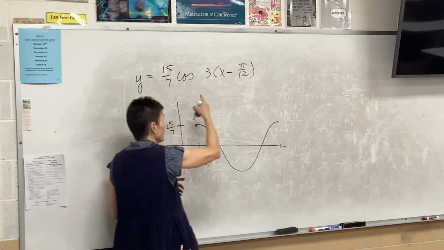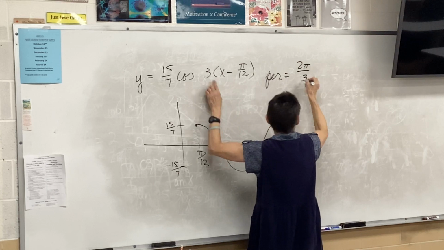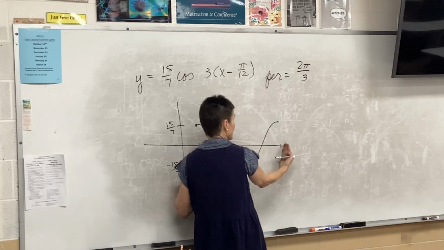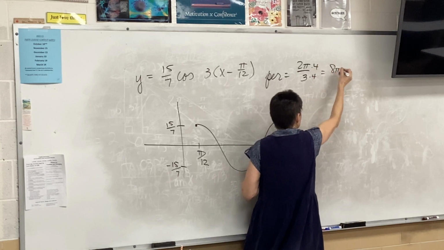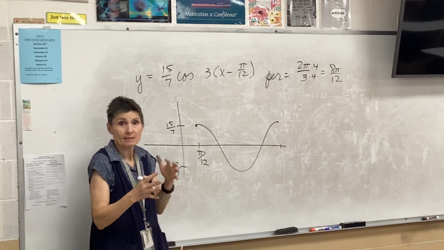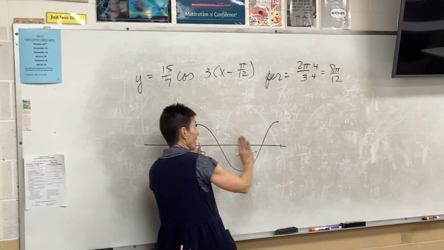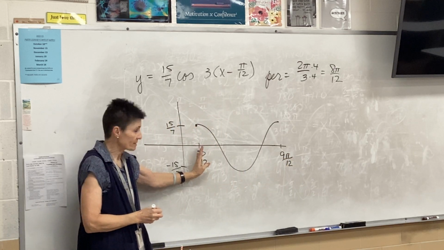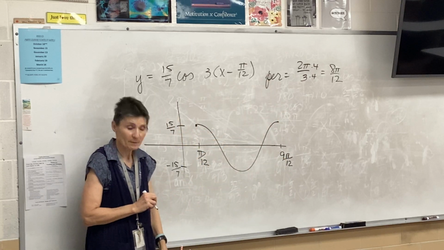And its period is 2 pi divided by 3. So what that means is, from here to here is 2 pi over 3, which I'm going to go ahead and think of as 8/12. The period is 8/12. So if I start at 1/12 and travel 8, this is going to be 9/12. Because the distance from start to finish is the period. And the period's 8/12.